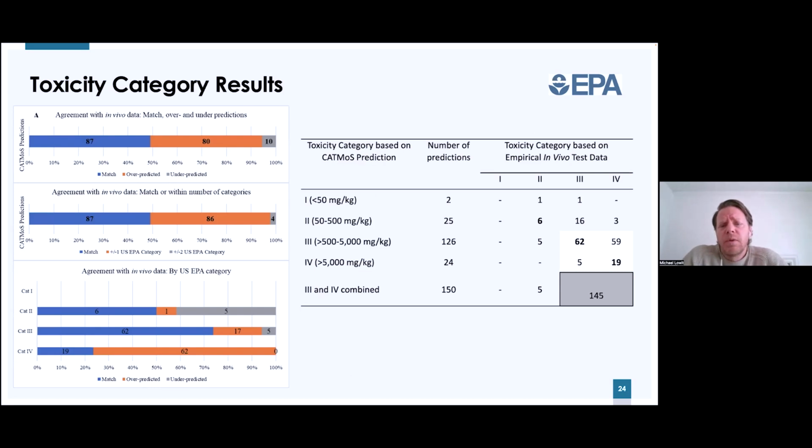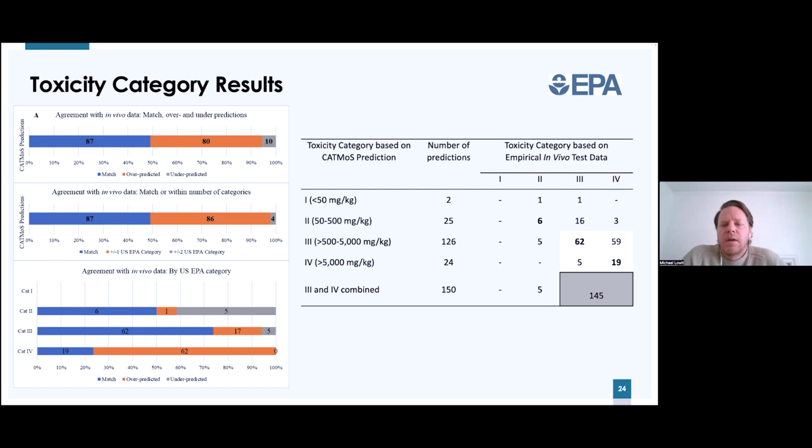So first, we will look at the results of the toxicity category comparison. This can be illustrated in several different ways as shown in these plots and the table. Ideally, we would like a high proportion of exact matches, and from a regulatory perspective, we want to guard against underpredictions. That is, predicting a chemical is in a less toxic category than would be identified with an in vivo test.